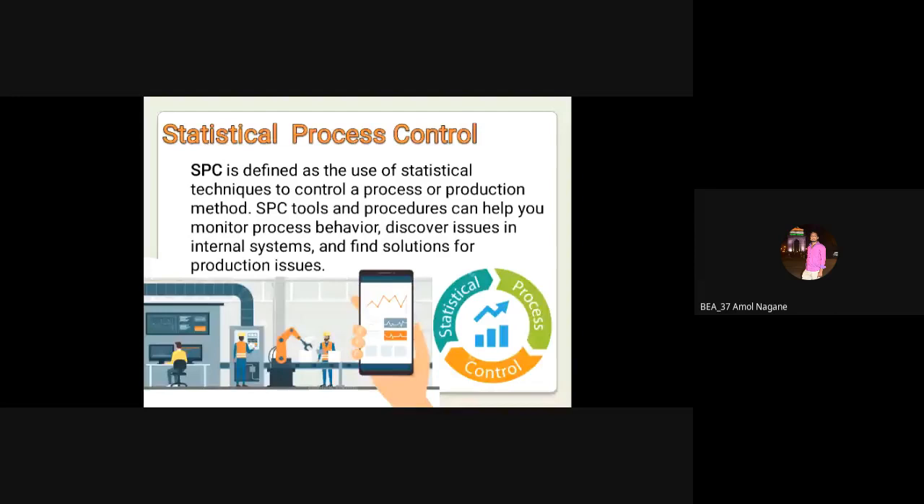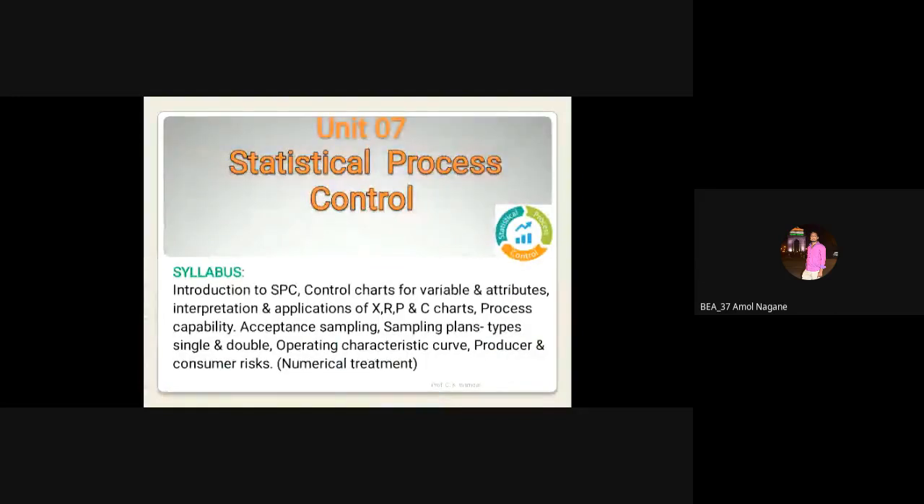So unit number 7 is statistical process control. What is the basic meaning of statistical process control?